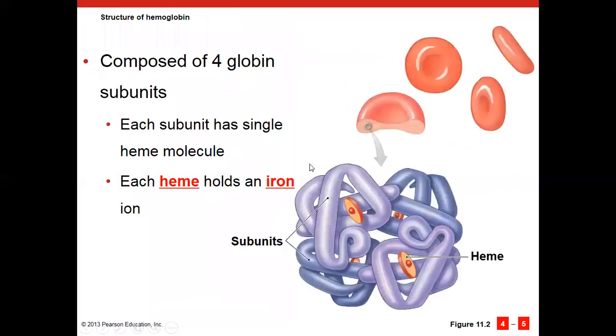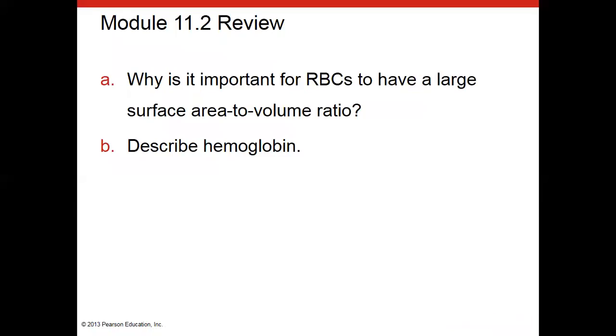And there's a hemoglobin molecule. So there's 4 subunits, 1, 2, 3, and 4. In each subunit, there's a heme molecule that holds an iron, and those molecules are really important to binding oxygen. So one hemoglobin molecule can bind 4 oxygens.